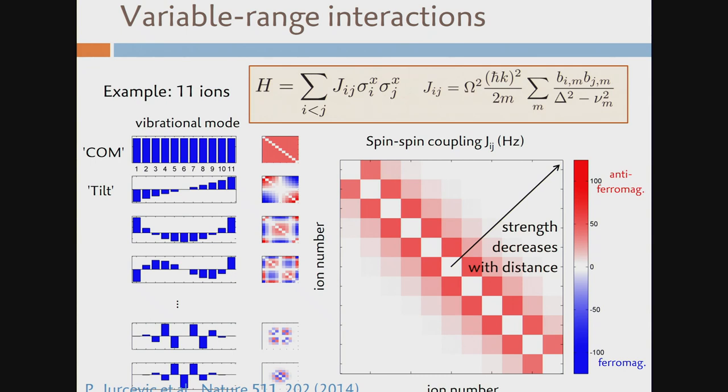And this is the power that you have with such experiments: by just changing how far you detune this laser, you can engineer the range of your Ising interactions. And you get very different physics depending on what this power law is that dictates how your interactions decay. Does this make sense? Because this is the building block for what we're going to see next.